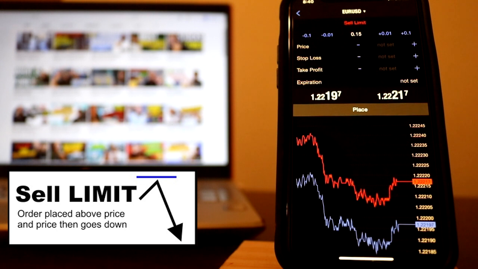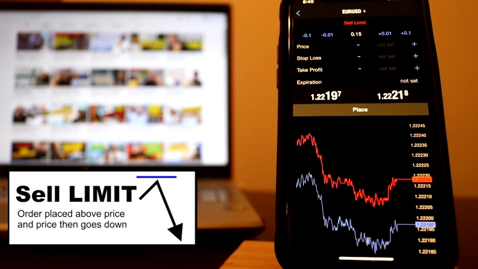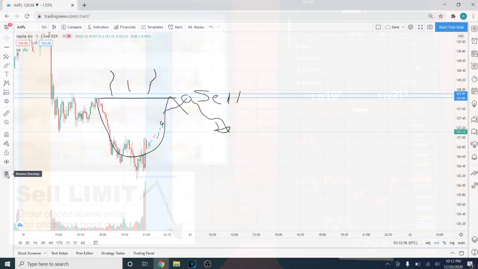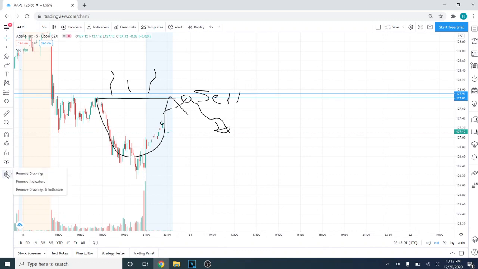But as long as we place the sell limit, it's a set it and forget it kind of trade, whereas we don't have to be literally staring at our phone all day. We can just hit the sell limit button at a certain price. And whether we're at work, at the gym, or spending time with the family, as long as price comes up to the sell limit that we placed, MT4 will automatically put us into that trade and we don't have to worry about anything.